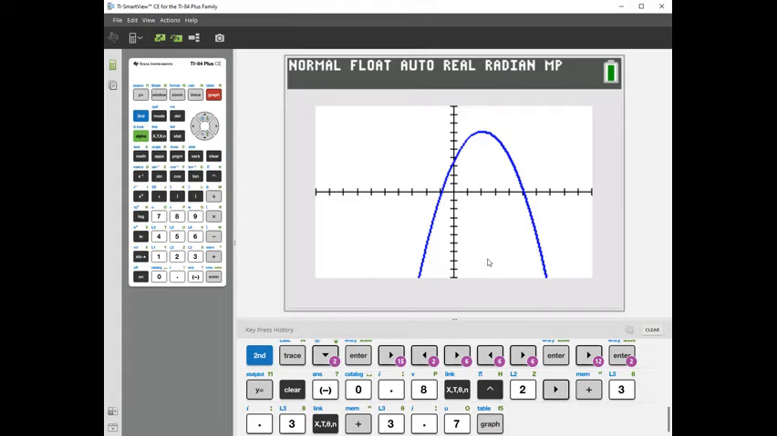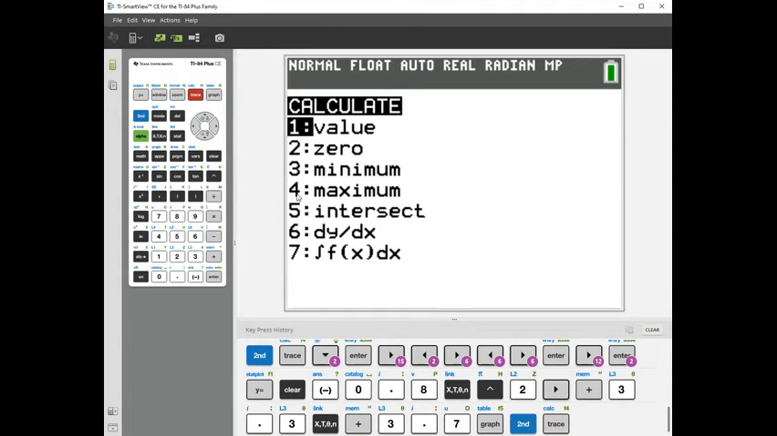You'll notice this one's also a U-shape, and it is pointing downwards. So as we look at this graph, does it have a minimum or a maximum? Right. The maximum is right here at the very top, so it is a maximum value. Let's go find it. Go to second, trace. Now, because we're looking for a maximum, I'm going to go down to where it says maximum and hit the enter key.